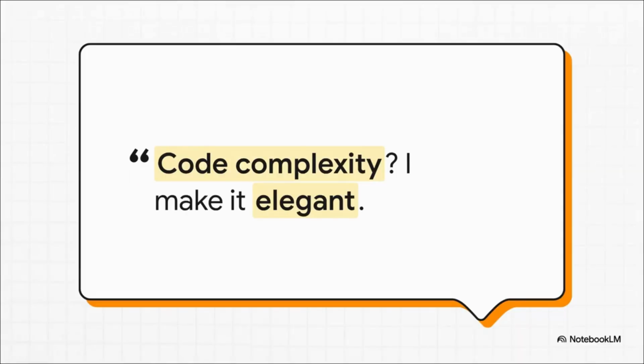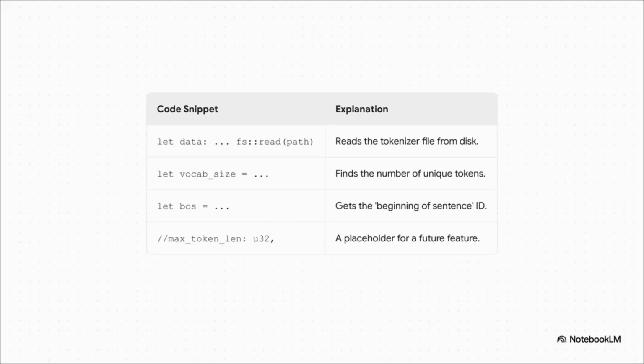You know, the author of our source article has this personal mission statement that I just love. Code complexity, I make it elegant. So let's see how they take this really complex idea of a tokenizer and actually translate it into some elegant, understandable code. Okay, this table simplifies the code so we can see what's going on.